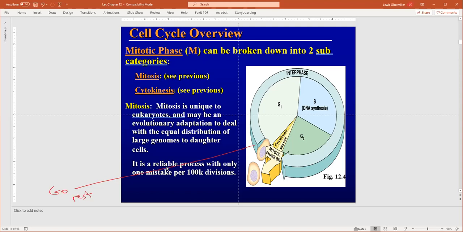Some cells are always dividing. So some cells, like the cells that line your intestines, your stomach and your small intestines and your digestive tract, those are constantly getting replaced. The ones in your lungs, they're constantly getting replaced. Your immune cells, your red blood cells, those are always going through the cell cycle. They're never at rest. There are some cells that are always at rest. They never go through the cell cycle.